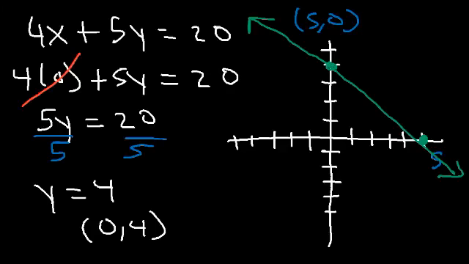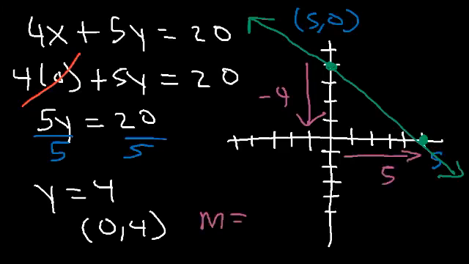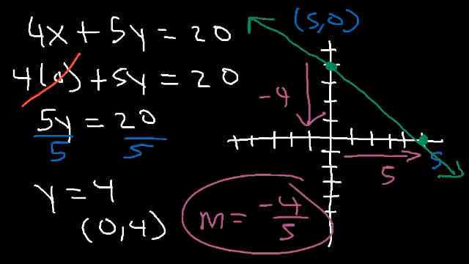And so that's how you can graph an equation in standard form. You just need to find the x and the y intercepts. By the way, what is the slope of this line? Notice that the rise is -4 since we're going down, and the run is 5. Therefore, the slope, which is the rise over run, is -4/5.